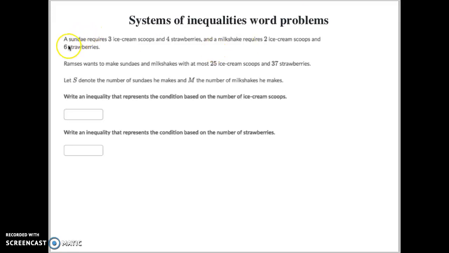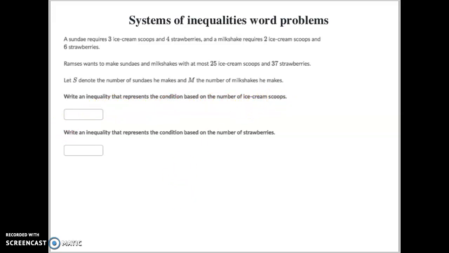Here's what we got. A sundae requires 3 ice cream scoops and 4 strawberries, while a milkshake requires 2 scoops of ice cream and 6 strawberries. So this person, I don't even know how to say that person's name, but anyways, that person wants to make sundaes and milkshakes, but they only have 25 scoops of ice cream available and 37 strawberries. So let S denote the number of sundaes and M the number of milkshakes he can make. Write an inequality that represents the condition based on the number of ice cream scoops.